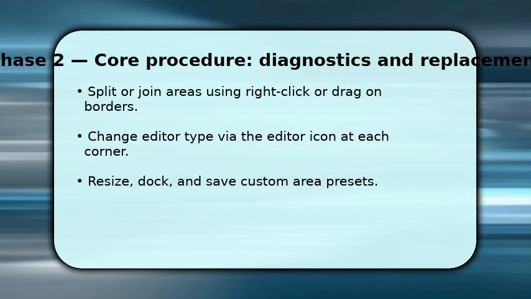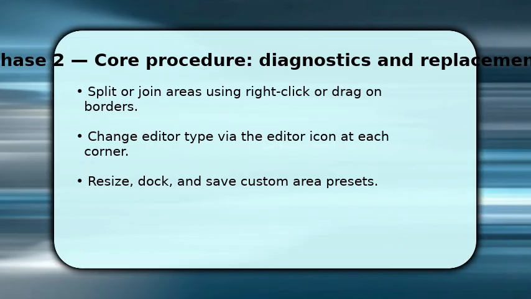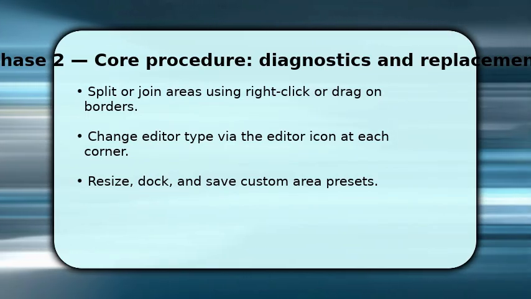Now you change the actual arrangement. Hover a border, right-click or drag to split for a new editor, or join to remove one. Then, change any editor type from the small icon at the editor corner. Switch to Shader Editor, UV Editor, Timeline, or 3D View.